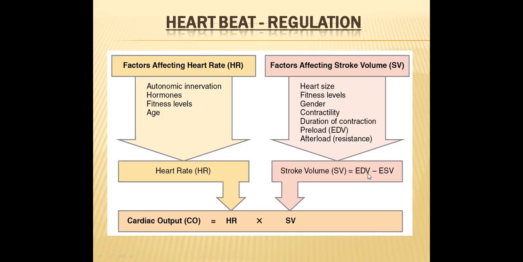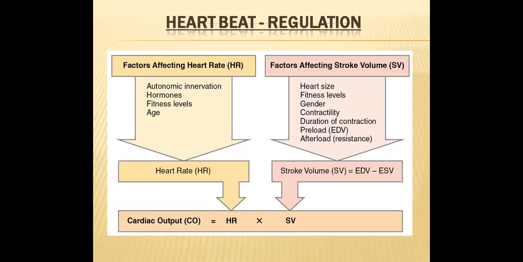Volume means the quantity. So how much blood is present in the ventricles at the end of the diastole is called EDV, end diastolic volume. This is the maximum amount of blood present in the ventricles. And ESV, end systolic volume. As soon as the systole starts, blood will be pumped out of these ventricles into the two main arteries: one is the pulmonary artery, another one is the left systemic artery.